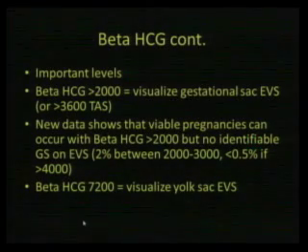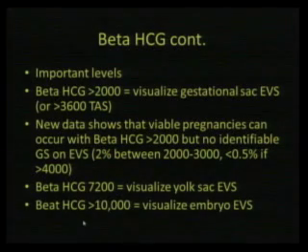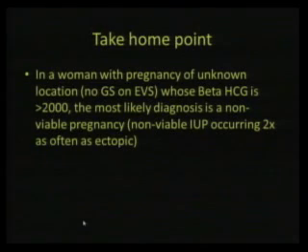With a beta of 7,200, you should be able to see a yolk sac via endovaginal ultrasound. And once the beta hits about 10,000, you should be able to see the embryo via endovaginal ultrasound.